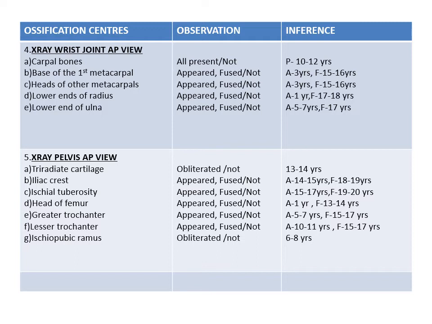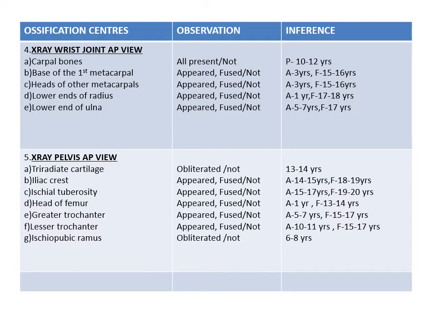Now coming into the femur, centers for femur: head of femur, greater and lesser trochanters are the three centers. They unite with the upper end of femur. The head appears at 1 year and fuses at 13 to 14, whereas greater trochanter appears by 5 to 7 years and fuses by 15 to 17. Lesser trochanter appears later at 10 to 11 years and fuses by 15 to 17 years. Ischiopubic ramus is obliterated or fused at the age of 6 to 8 years.